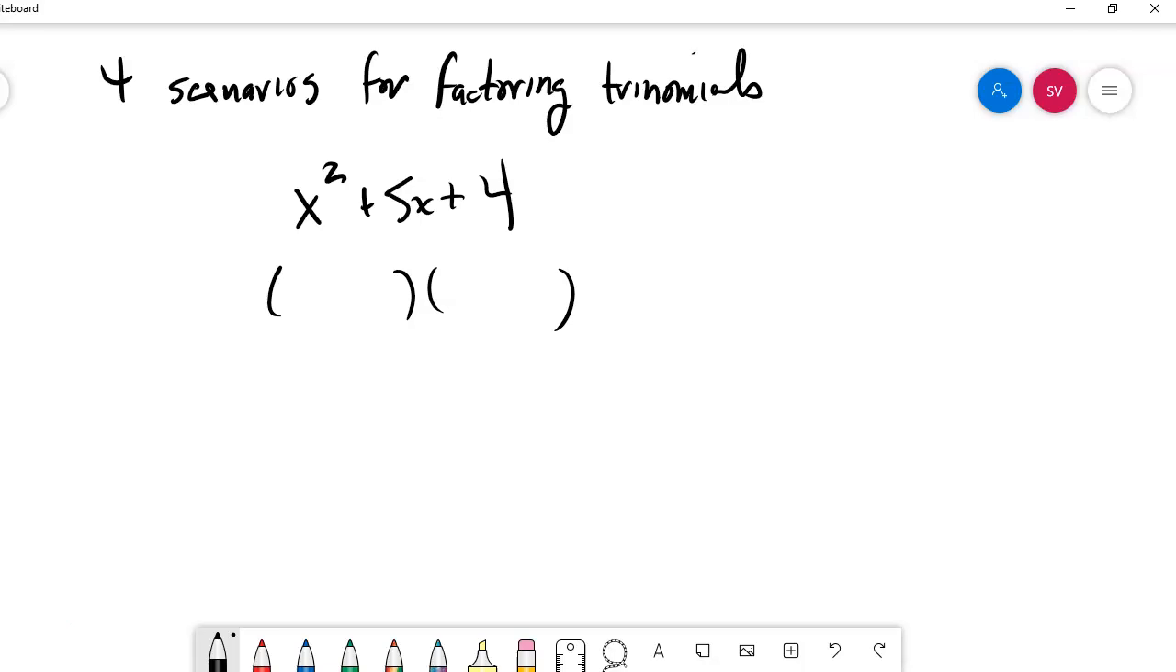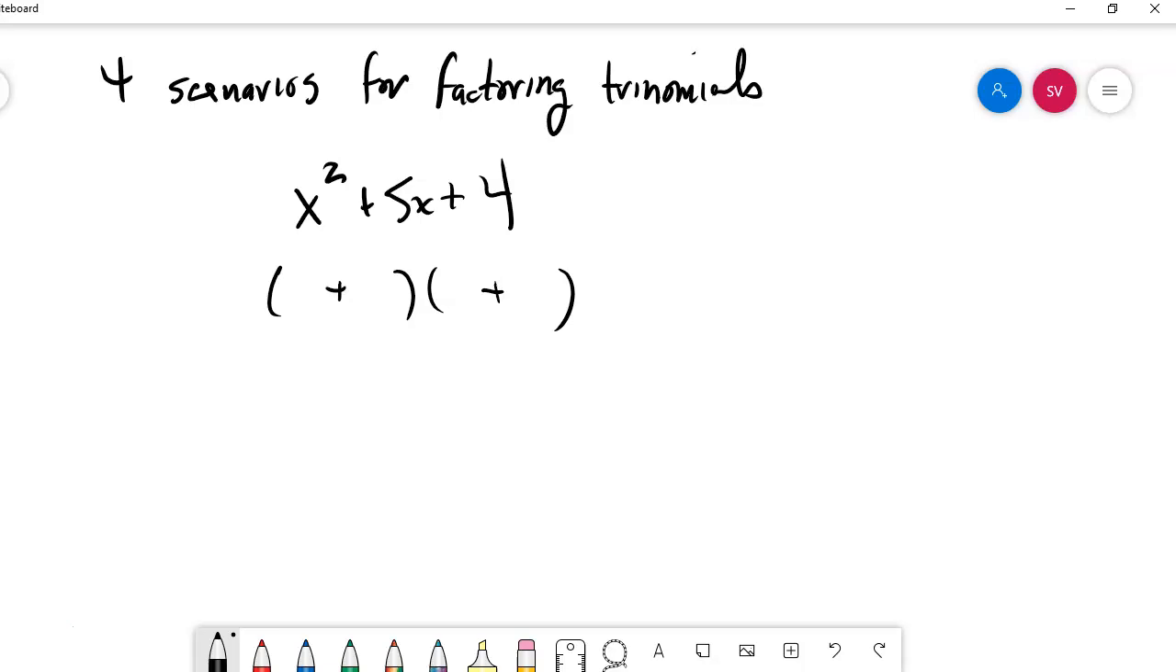So let's look at this logically. Our trinomial has all plus signs in it. Even this x squared is assumed to be positive. So if there's all plus signs in my trinomial, there is no doubt that the signs of my 2 binomials have to be pluses. So now the first term here, notice there's no number on here.